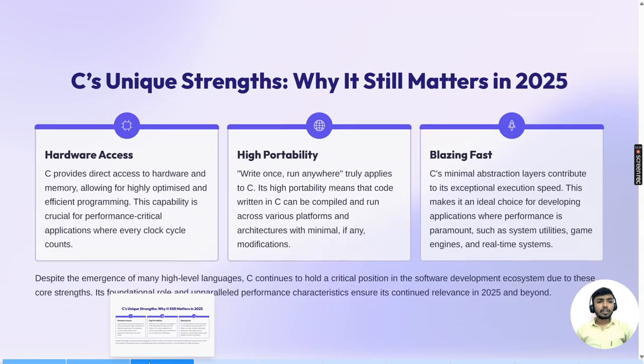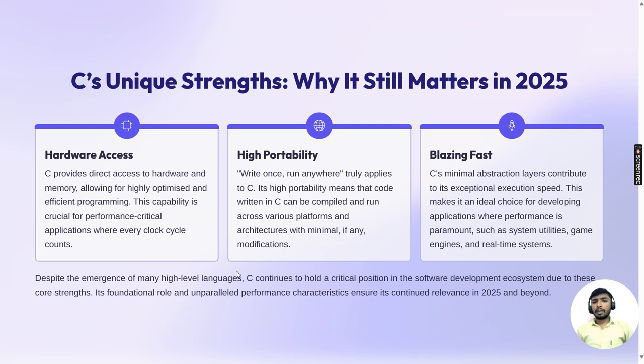Our next slide is C's unique strengths: why it still matters in 2025. First, hardware access. C provides direct access to hardware and memory, allowing for highly optimized and efficient programming. This capability is crucial for performance-critical applications where every clock cycle counts. So in the C programming language we can access hardware and memory very easily, allowing for high optimization.